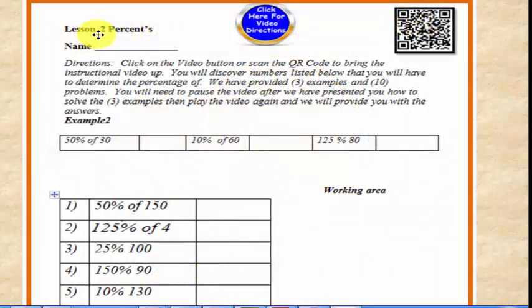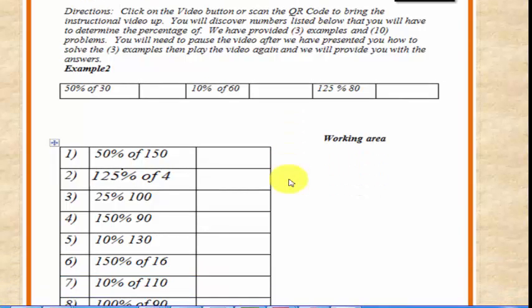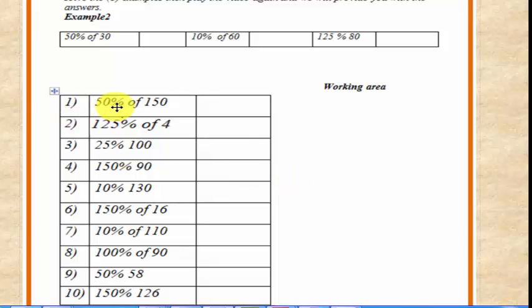You are looking at Lesson 2, percents. Now you either scanned in this QR code or punched in this button for the video. You'll notice we have again provided for you 1, 2, 3 examples, which we'll go over in a second, and show you a unique way to calculate percentages. And we've also provided for you 10 problems. You'll do the problems and place the answer right here. And we've also provided for you a working area.